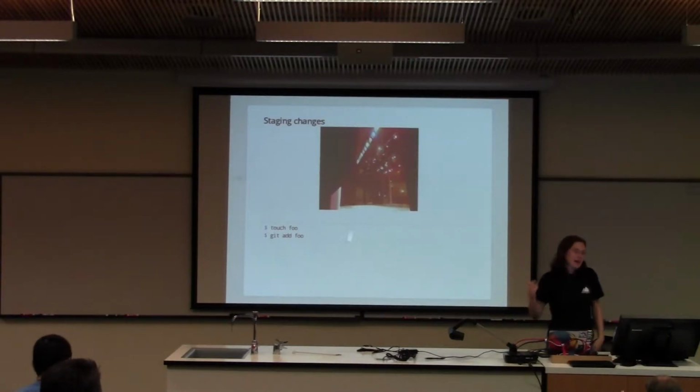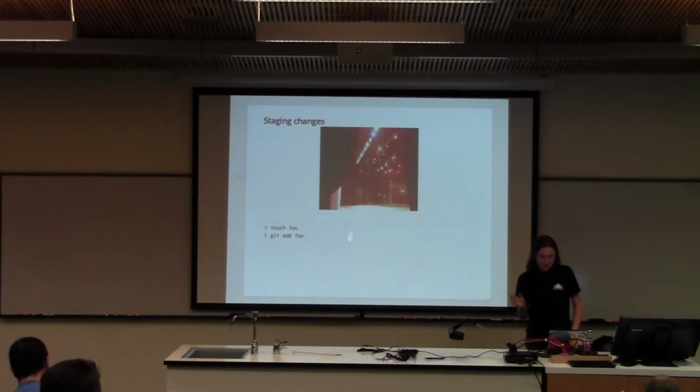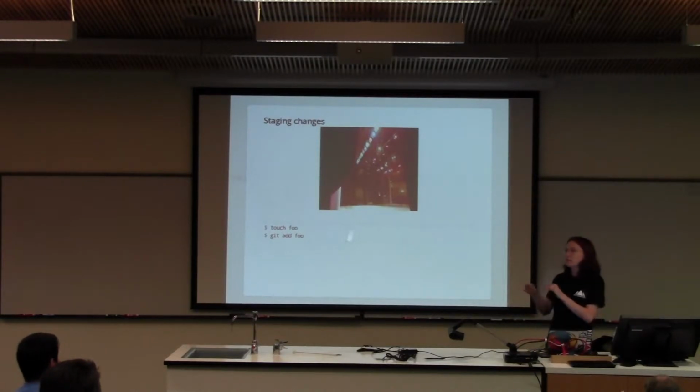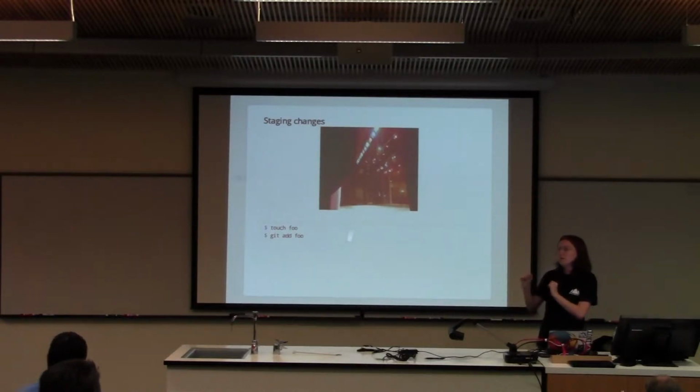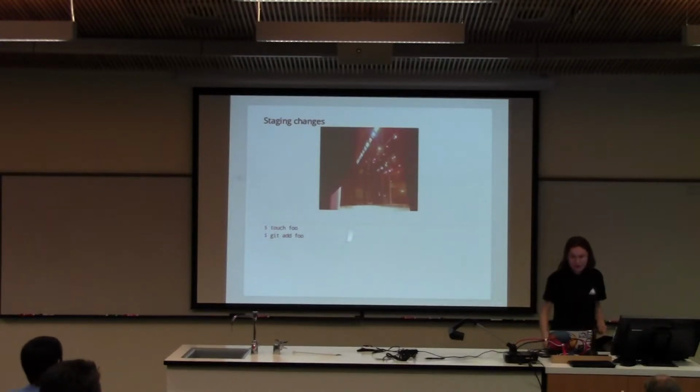So we can touch a file, just to make a change by making the file exist. And then to stage the change, we use git add. If you git add the file, and then you make some more changes to it, and you don't add it again, then only the changes at the time you ran git add will be added.